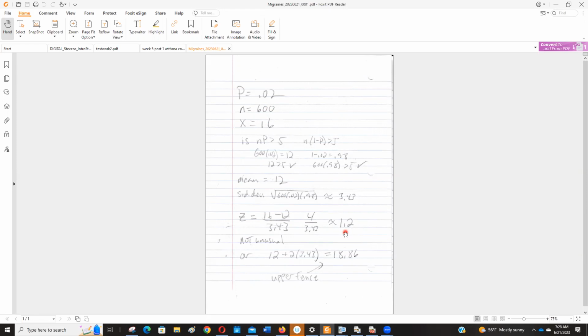We could also not find the z-score. We could just use the method we learned back in chapter two about outliers, finding the upper fence. We don't really care about the lower fence, right? Because 16 is bigger than the mean, so we know we're only talking about an upper fence. So that's two standard deviations added to the mean. It's 18.86, and 16 is not that far out. So it's not unusual to see that many people experience weight gain. Okay, so that's the best way to do it.